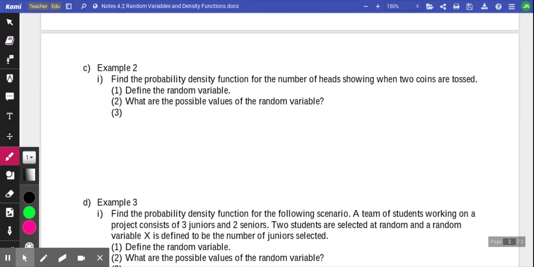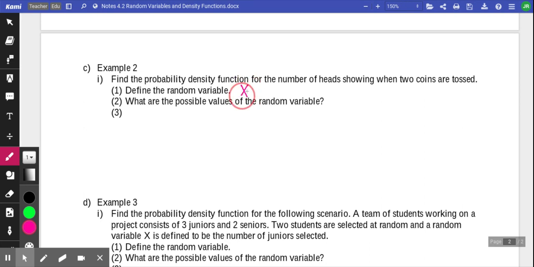All right, a second example. It says find the probability density function for the number of heads shown when 2 coins are tossed. So the first thing that we need to do is define our random variable. The density function is for the number of heads.